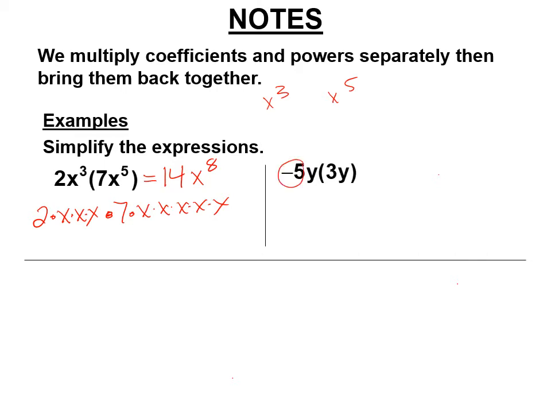All right, so what does that have to be? You multiply your coefficients, -5 times 3, -15. You add your exponents for the power. y times y is y squared, and you say that is -15y squared.